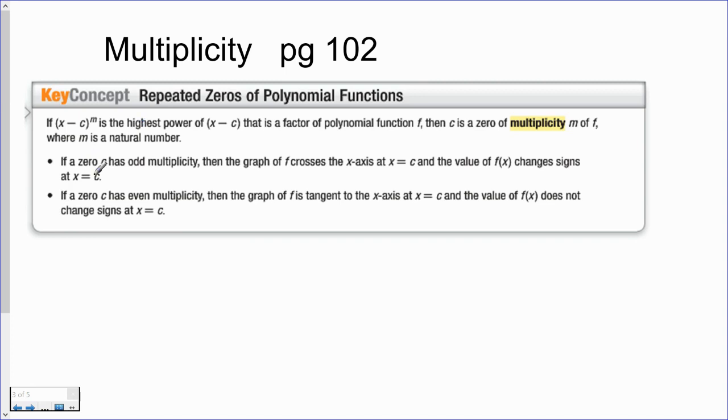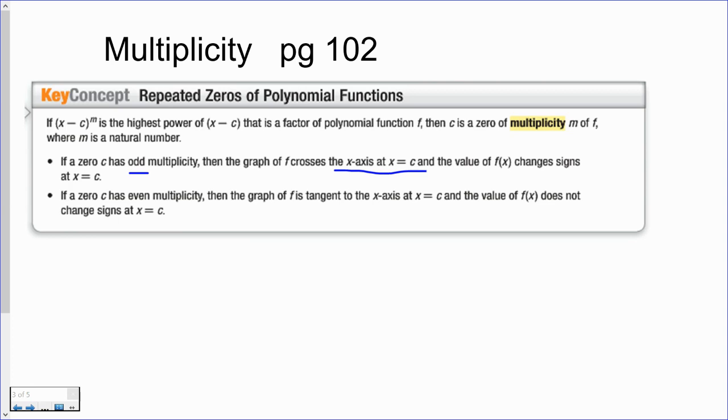So this says here, if the zero is at c, remember if this is factored and I set x minus c equal to 0, that means your answer is going to be x equals c. So if I have x minus 2, then the zero is going to be positive 2. If this is an x plus 4, then the zero is going to be at negative 4 because you're kind of solving it. So it says if it has an odd multiplicity, that's really important, then the graph is going to cross the x-axis at x equals c, and the sign is going to change.